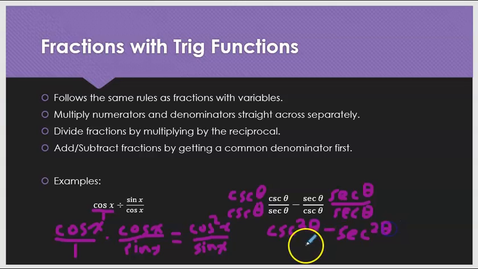Remember, we do not actually change anything in the denominators. You just get a common denominator, and then the denominator stays the way it is for both fractions. So my denominator is cosecant of theta times secant of theta. We're not actually adding the numbers in the denominators. You just have to have the same denominator before you can combine the numerators. So that would be the answer for this example.